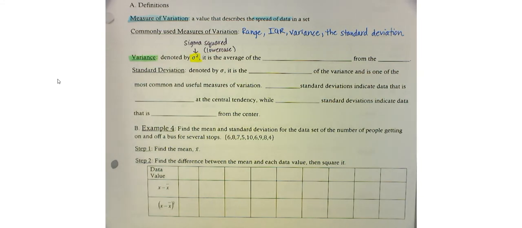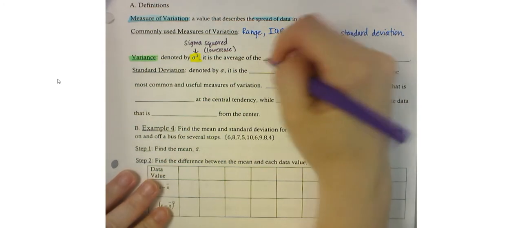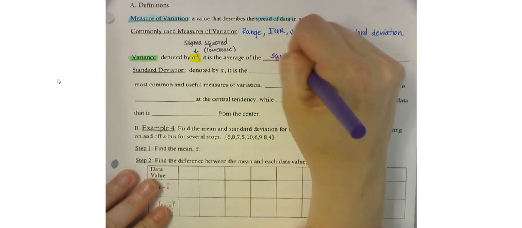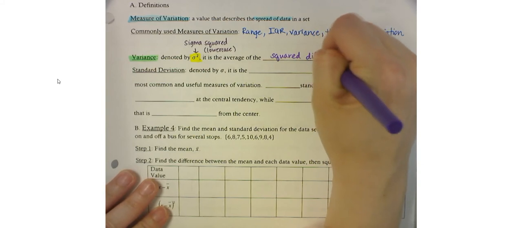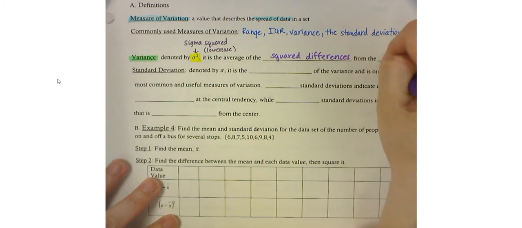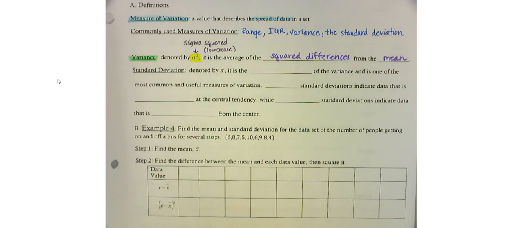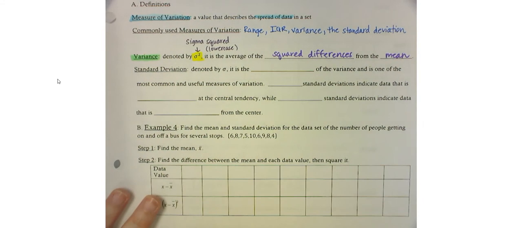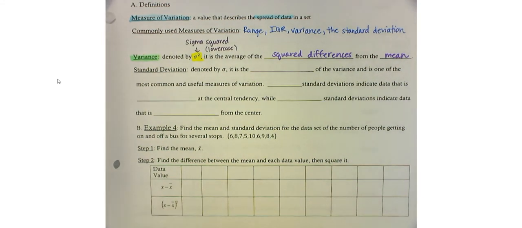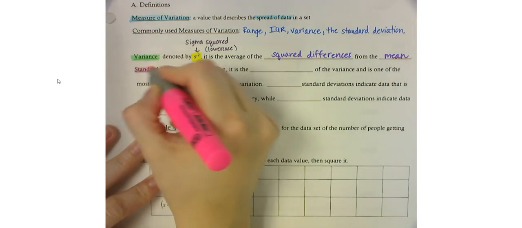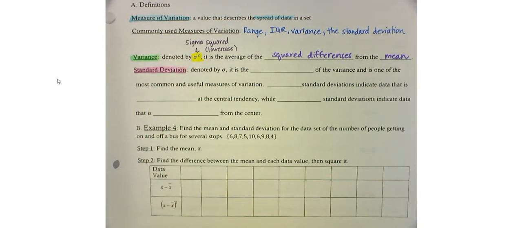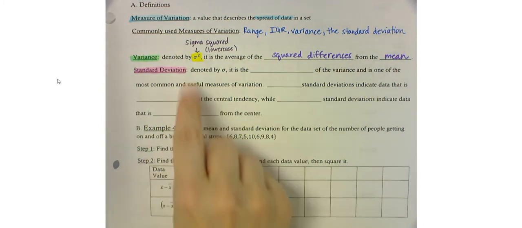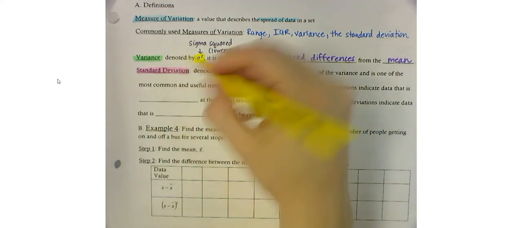Standard deviation is denoted by what? Well, we just said this was sigma squared, so what's this guy? Just sigma. So if we had sigma squared and we had to find sigma, what would we do? We take the square root. It is the square root of the variance. And it's one of the most common and most useful measures of variation. And then this is just your sigma.